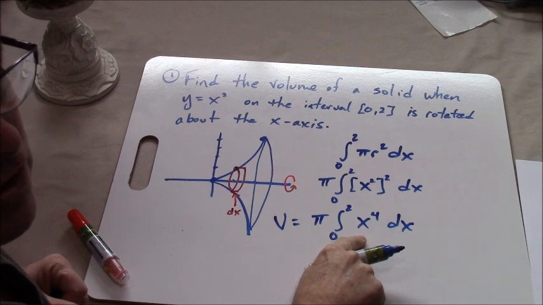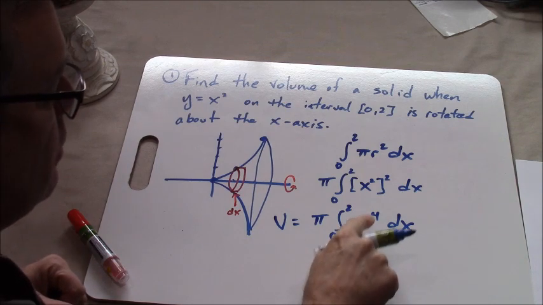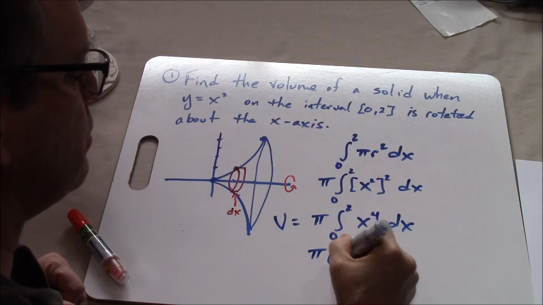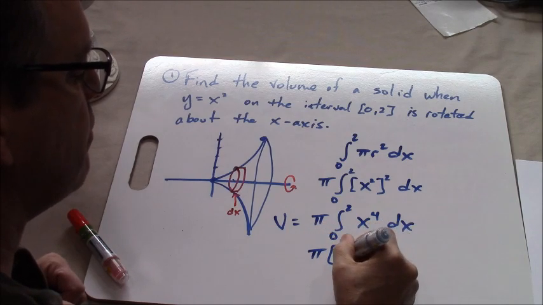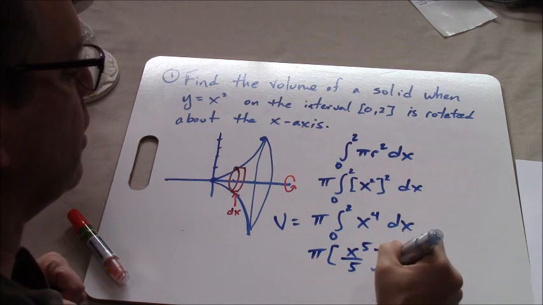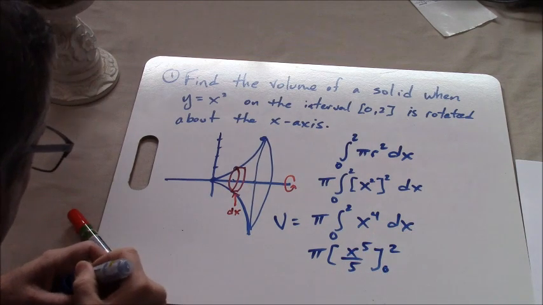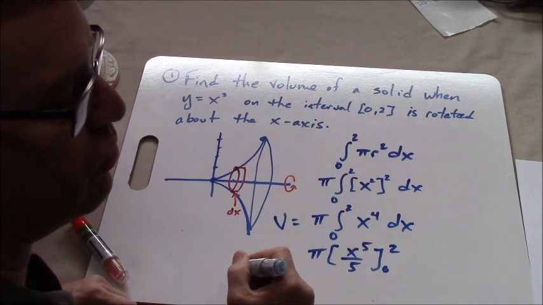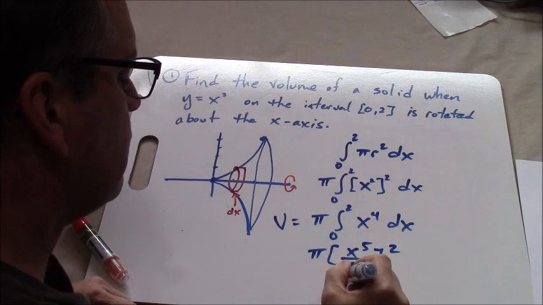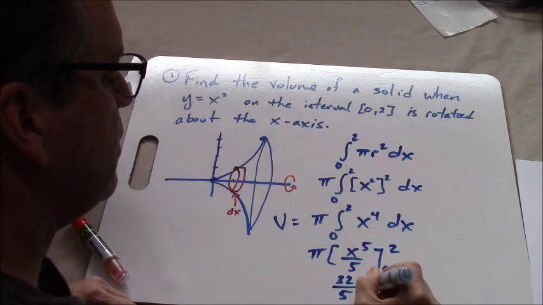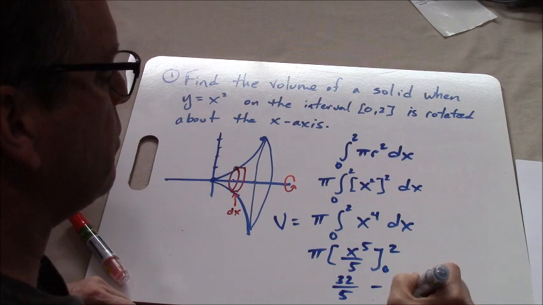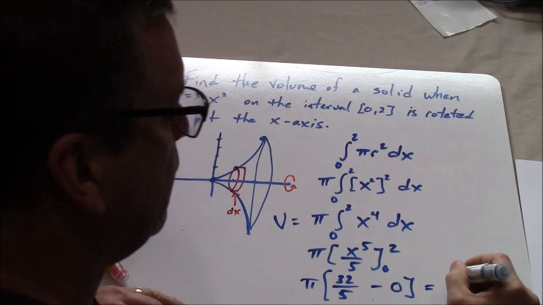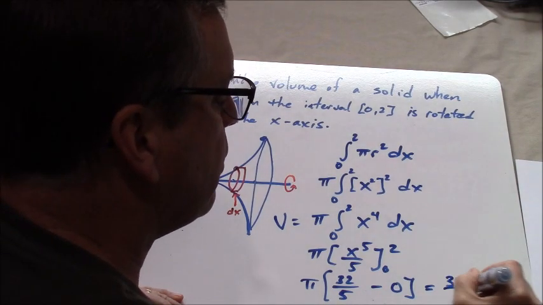So the actual integral isn't very difficult at all. That's the easy part. It's getting it set up. So this is going to be pi times x to the 5th over 5. We're going to evaluate that from 0 to 2. And so if I plug that 2 in, I'm going to get 2 to the 5th power, which is 32 fifths, minus what I get when I plug in a 0. Still multiplying by pi. So my final answer here is going to be 32 pi over 5.